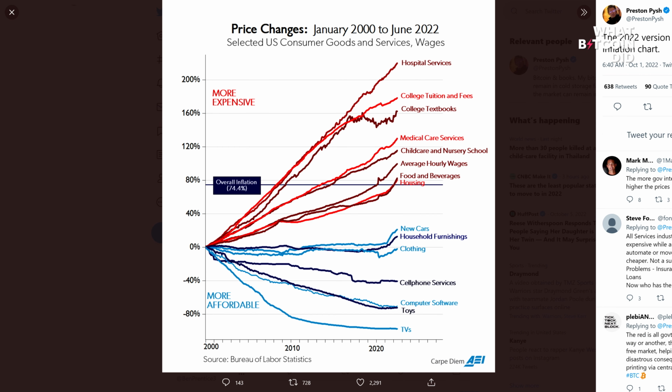This is a chart that a guy named Mark Perry from AEI, the University of Michigan Flint, put together. Do you know what really stood out to me on this? Yep. It is all the things that you need the most, that you have to have. And where the government has been the most involved in destroying the market.